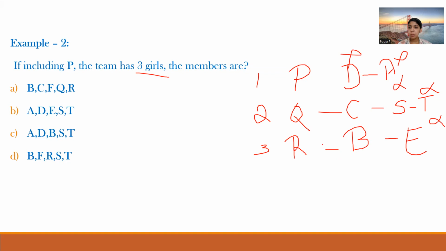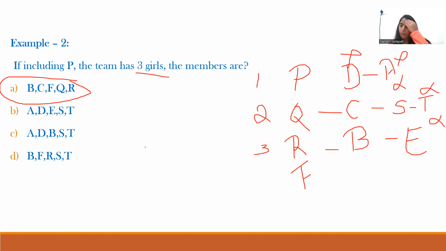So the next option, how many people are found? 1, 2, 3, 4, 5. All girls are done. Only one guy left out, that is F. So here they have given you only 5 people. That is, they have not included P here. So you have Q, C, R, B, and F. Q, C, R, B, and F. This answer, that is option A, is your correct answer. Fine with everyone? Hope nobody has a doubt here. Yes, all clear. Okay, ma'am.